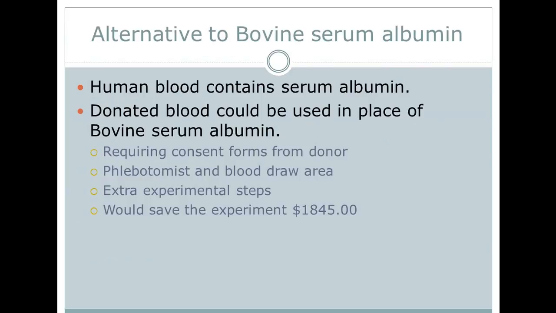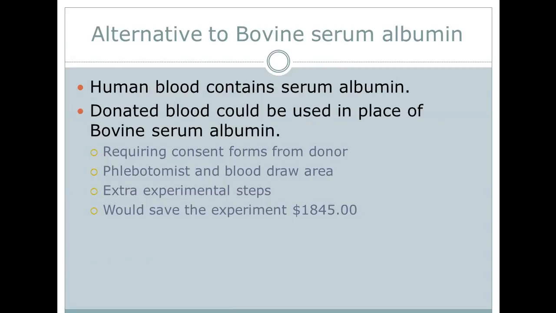An alternative to buying the bovine serum albumin is to use human serum albumin. Obtaining donated blood and synthesizing serum albumin out of it would save the experiment $1,845. This will require the proper consent forms and the use of a phlebotomist with a proper blood draw area.